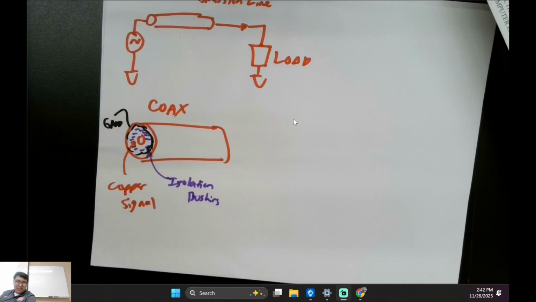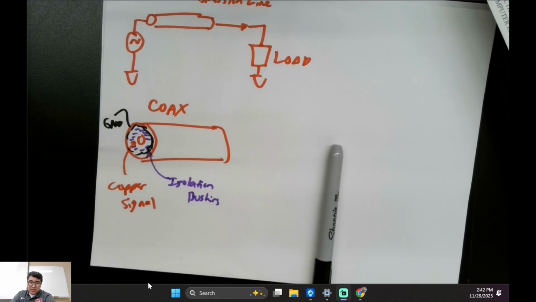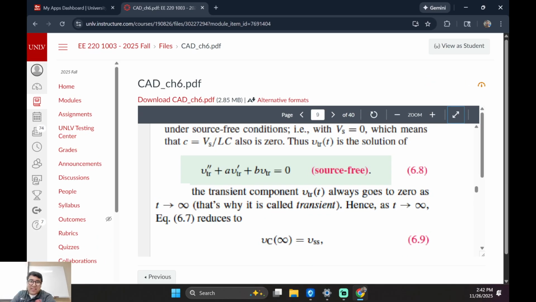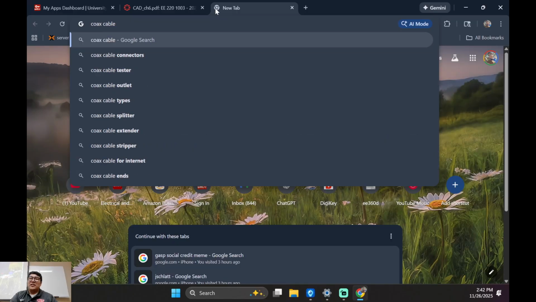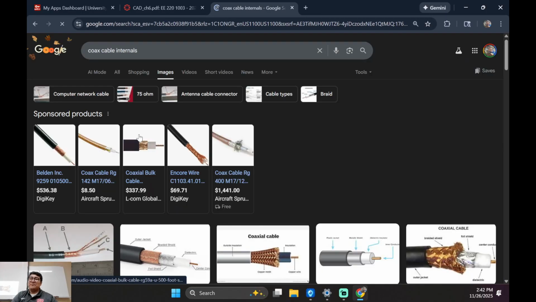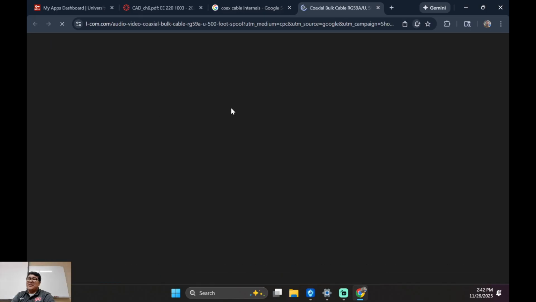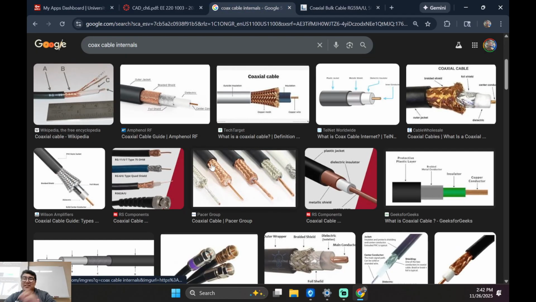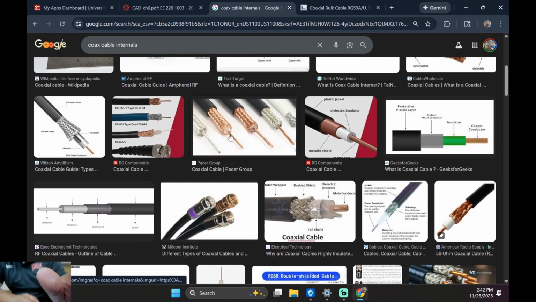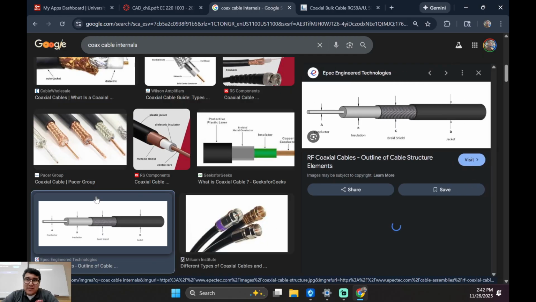If you don't know what I'm talking about, this is what it looks like. Oh gosh, I had to do this mouse thing. Let's see. Oh, what the heck? They've updated this thing. Coax cable internals. Let's see. Oh, no. Elcom is a good company. I bought some stuff from them. But let me see. Oh, gosh, I hate this thing. I'll see it like this. This is a good picture.